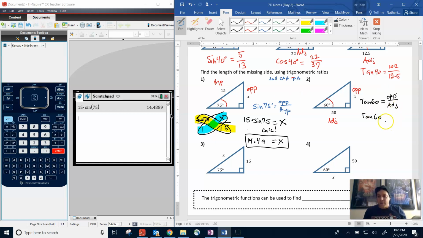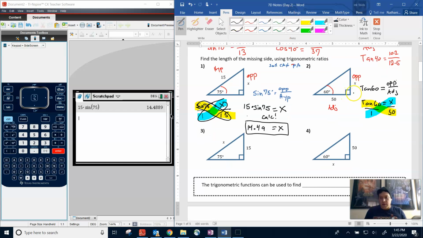Be a good girl. All right, so let's take our opposite, which is x, over the adjacent, which is 50. Once again, let's skip a step and let's just put this over 1, right? Now we're going to cross multiply. We're going to take tan of 60 times 50, and we're going to take this x times this 1. I'm a little bit out of room, so let's just put it right here for now. The 50 times tan, we're just going to write as 50 times tangent of 60 is equal to x times 1, which is just going to be x. And if you're left with x on one side, you're done. It's easy. Just put it in your calculator.